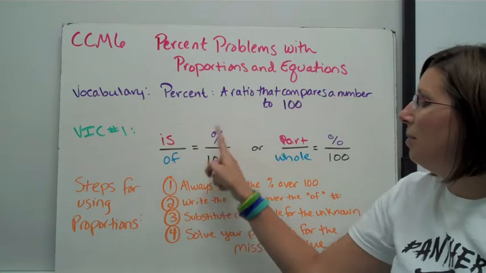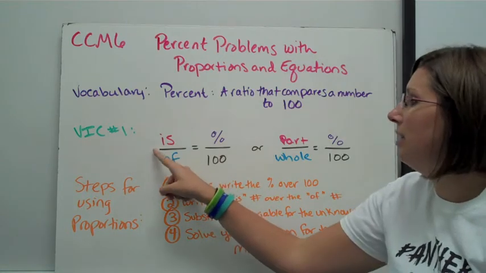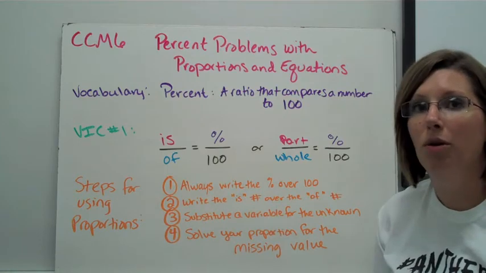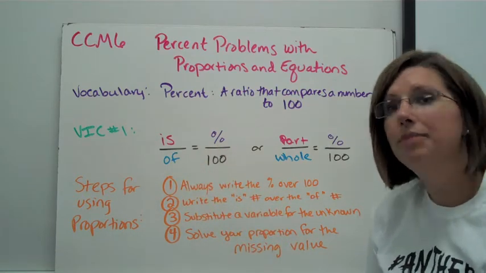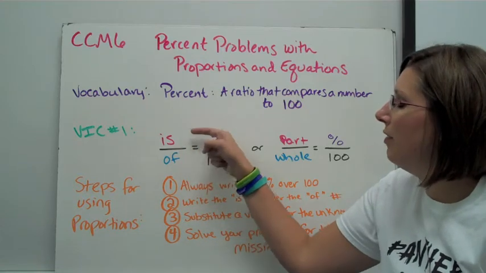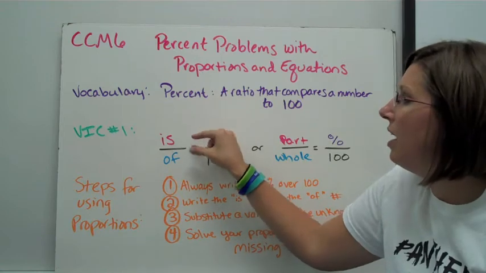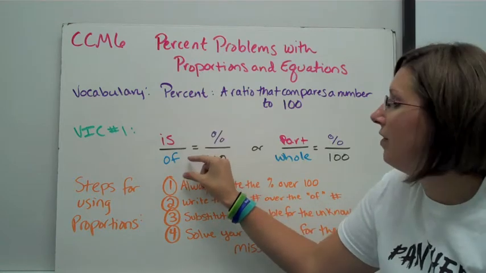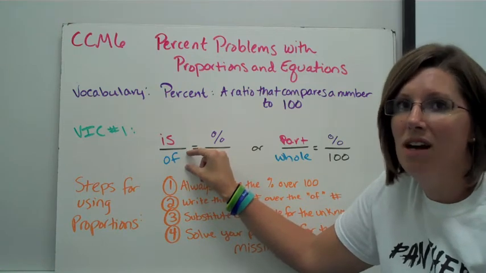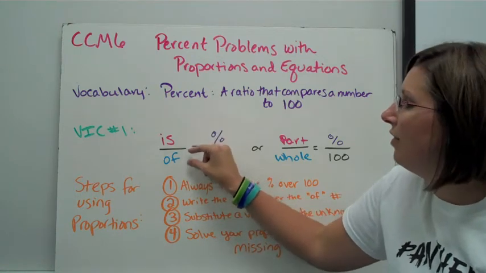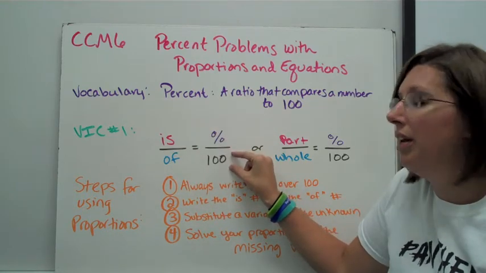We have a way to set up a proportion using keywords like is and of and the percent symbol. So a proportion is two ratios that are set equal to one another. So your keyword, if you have your is and then a number following it, then that goes in the numerator. If you have the word of and a number following that word, that goes in the denominator. So we say is over of equals, and then your percentage over 100.